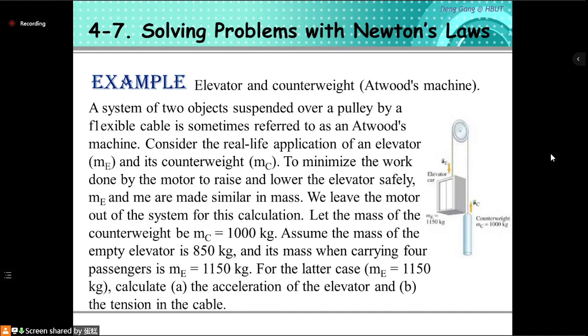Okay. The mass of the empty elevator is 850, while when carrying 4 passengers, it can be 1,150.